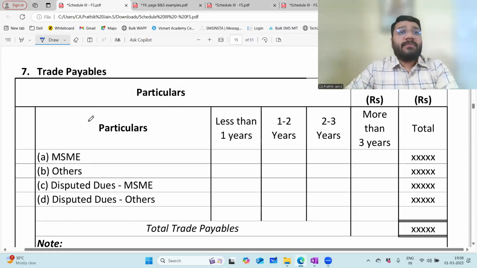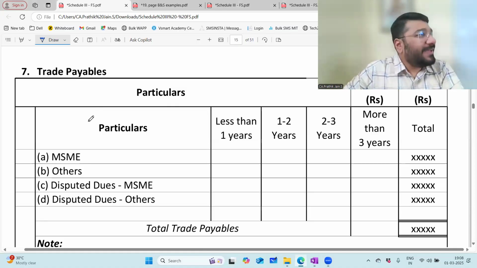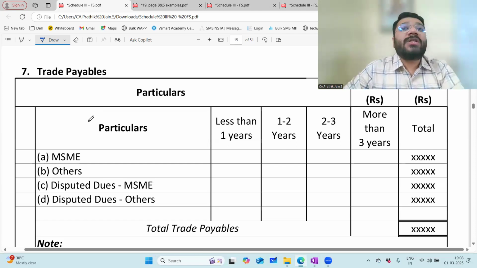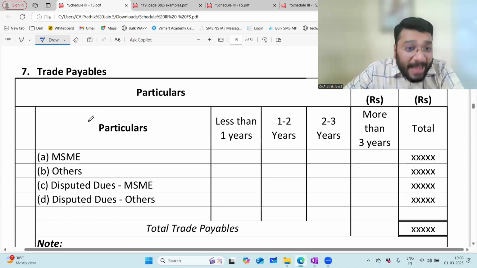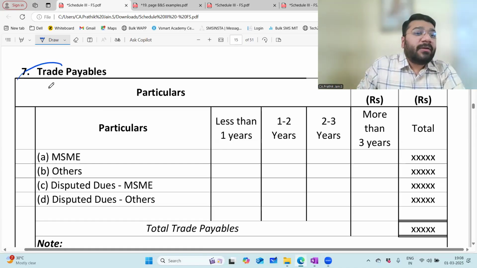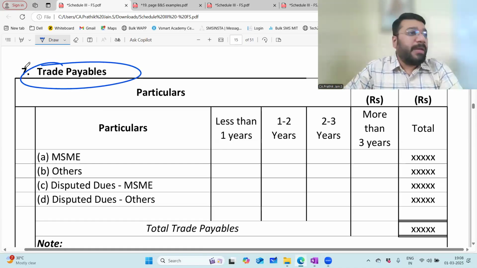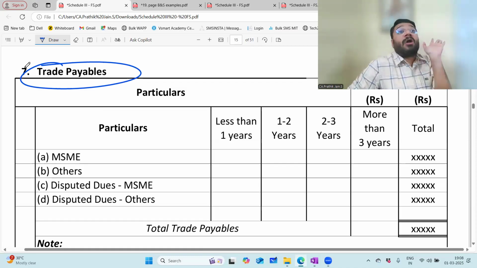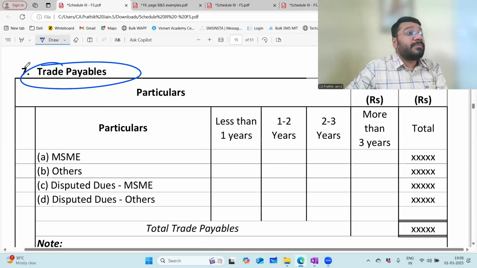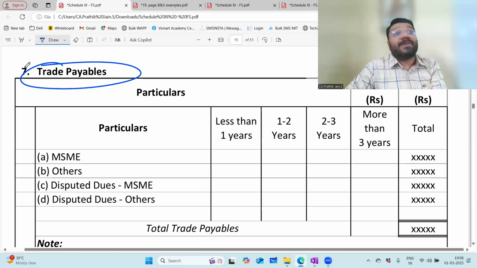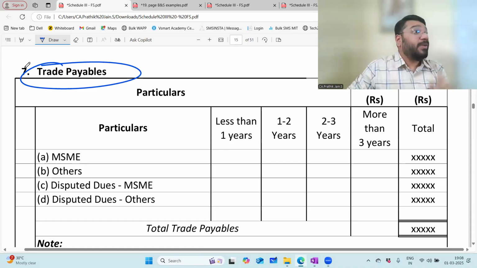In 2021, a significant amendment had come in companies law. In that, they said that information with regard to trade payable needs to be elaborately given. Means what? Just giving the information about how much money to pay, that is not sufficient. You have to tell me this money which is to be paid to the creditor, for how long you have not paid the money. You have to give the information.